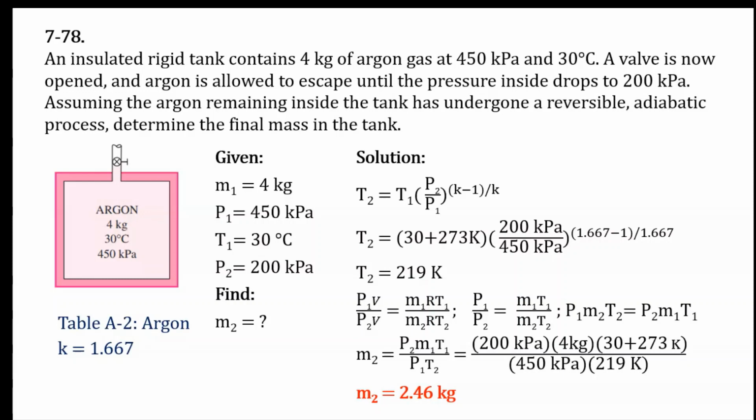Before we start solving our problem, we must identify the given first. So we have 4 kg as the mass of our argon gas, 450 kilopascals as our initial pressure, 30 degrees Celsius as the initial temperature, and 200 kilopascals as our final pressure.